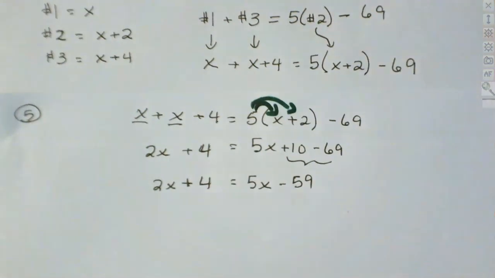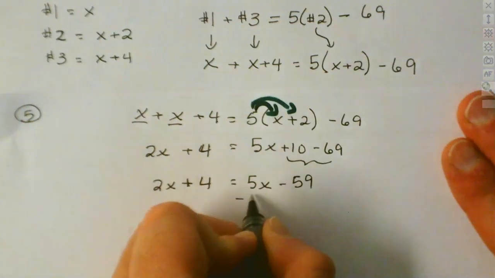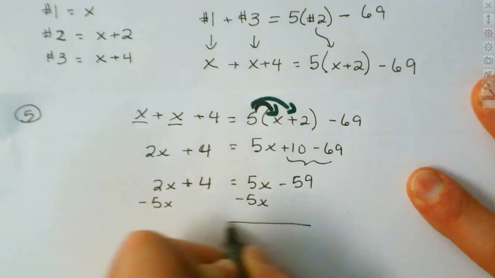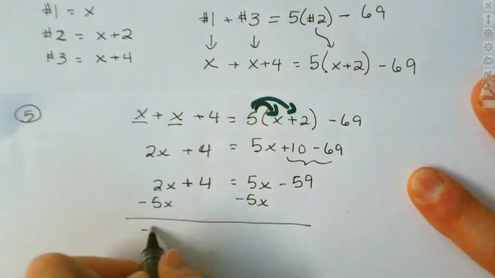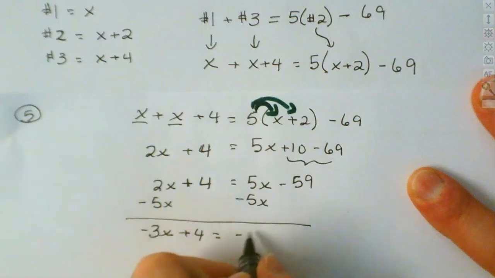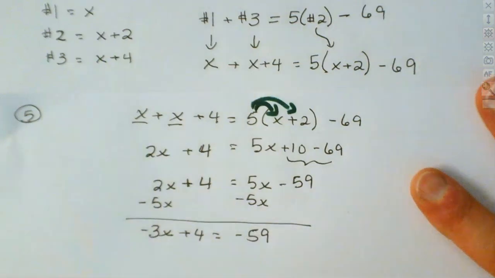What's our next step going to be? And it should be positive at the end, so your answer should be positive. Let's see where that mistake is if we have one. Okay, what should I do next? Well, what I always like to do is move that x to the left. So let's go ahead and do that. Move that 5x over. And that leaves you then with a minus 3x plus 4 equals a minus 59, doesn't it?